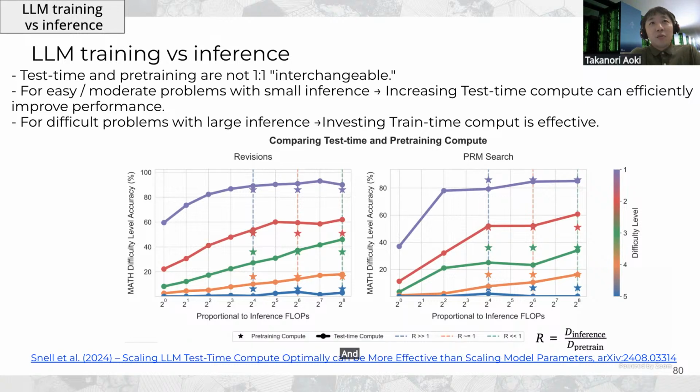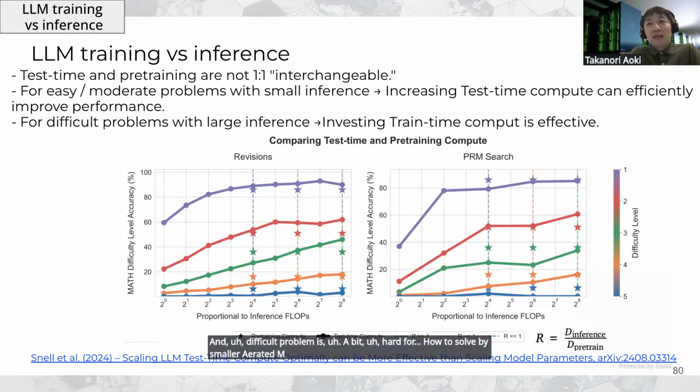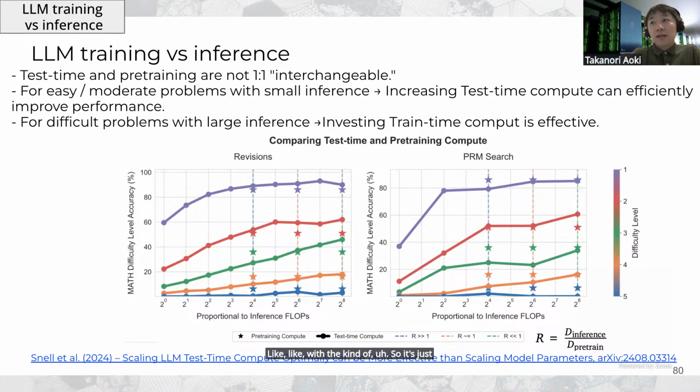And a difficult problem is a bit hard to solve by a smaller LLM with just inferencing. That's the observation of this paper.